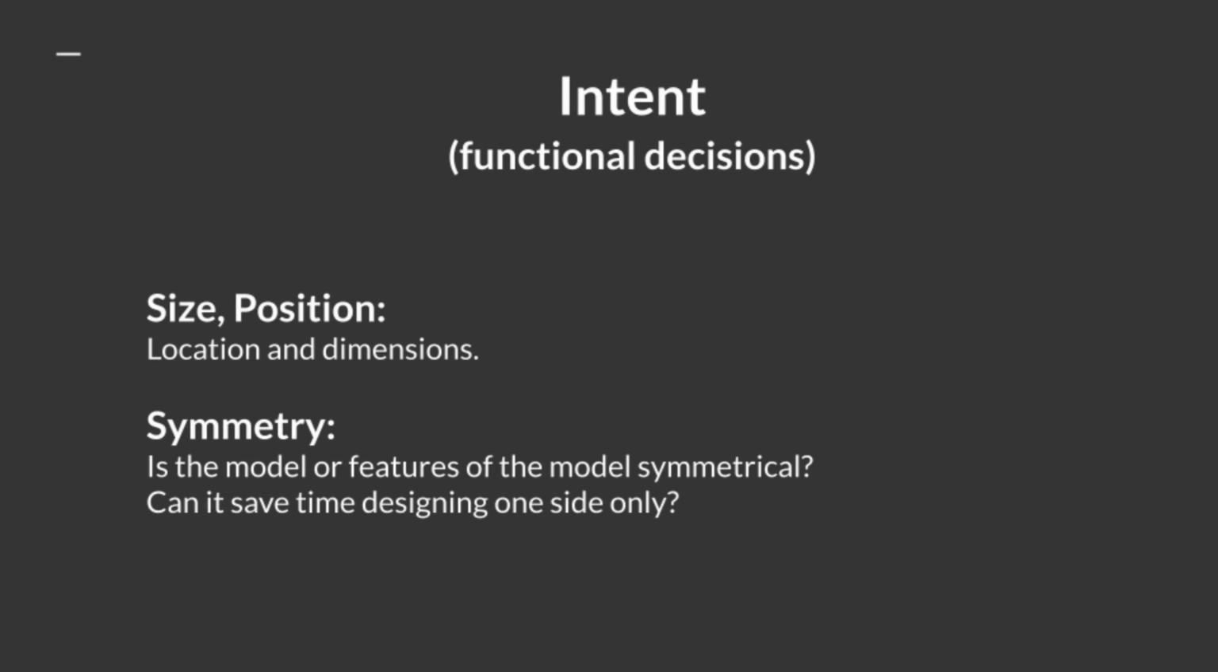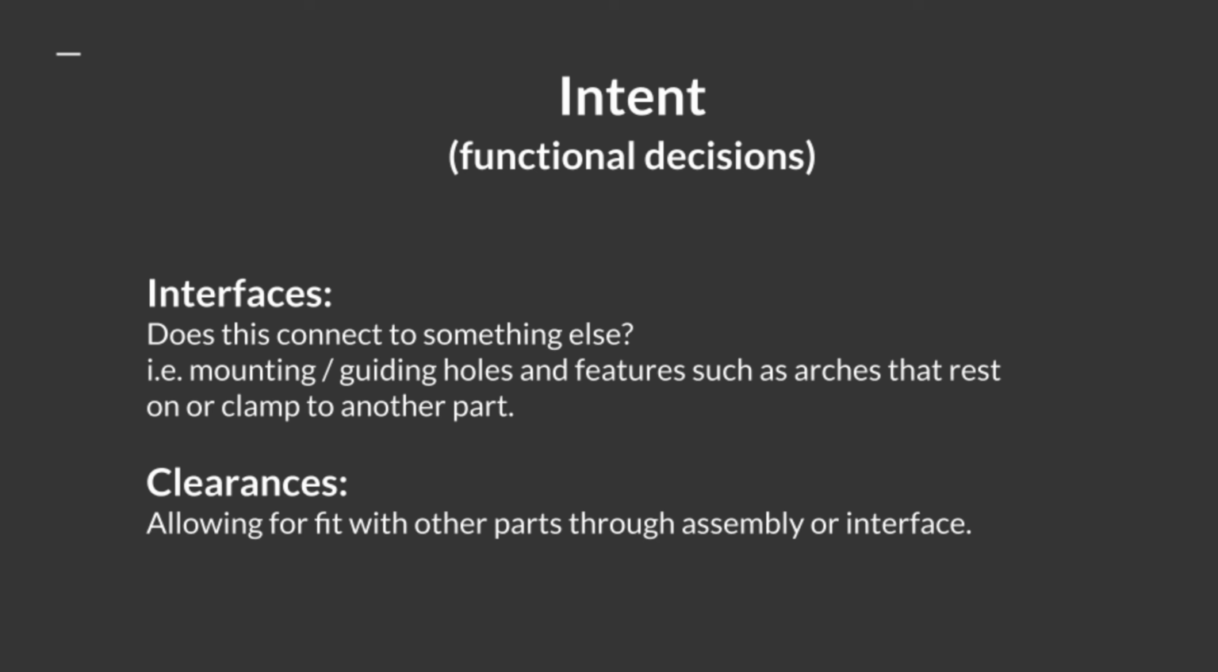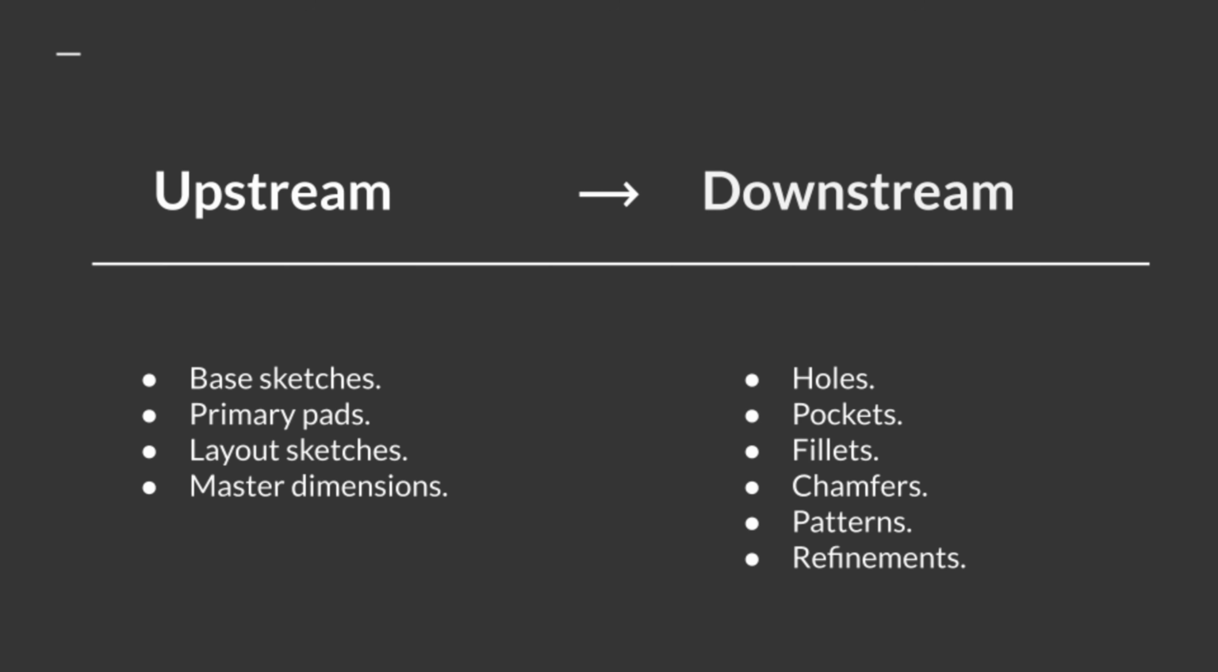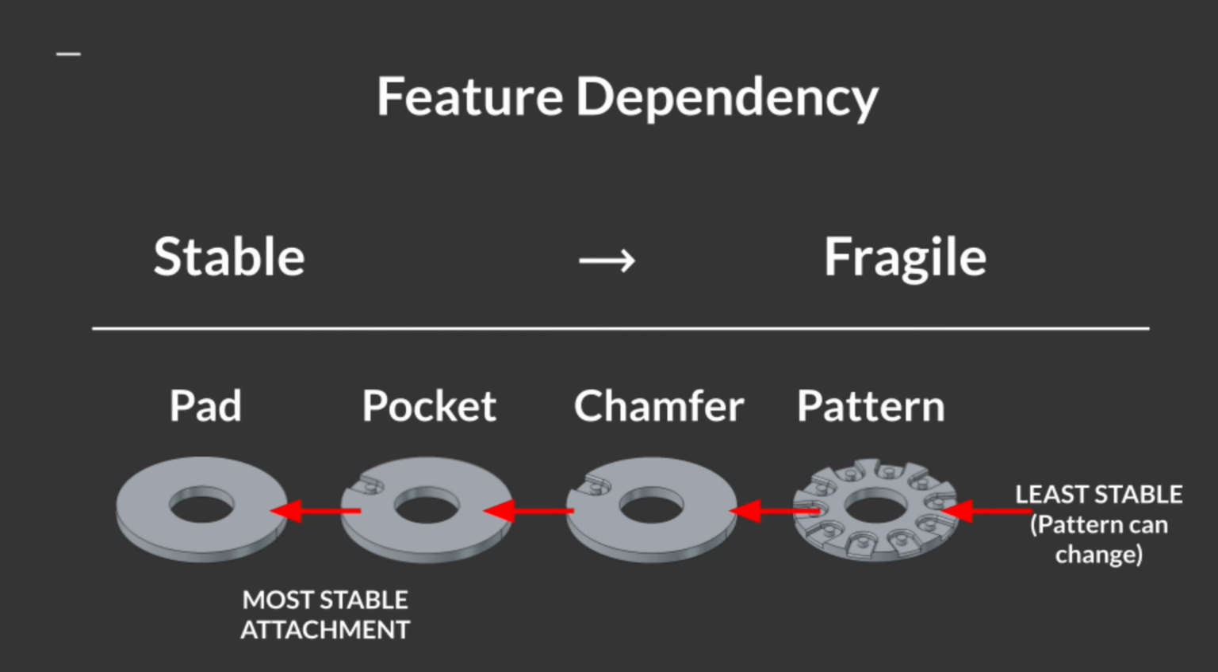The intent is the functional decision: size, precision, symmetry, interfaces, and clearances. Upstream is early in the model tree. These are base sketches, primary pads, layout sketches, and master dimensions. Downstream are the later features: holes, pockets, fillets, chamfers, patterns, and refinements. Some of these features and phrases you haven't been exposed to yet, but you'll get to know them in due time. Early features are often seen as stable because fewer operations depend on them, so their regeneration is more predictable.